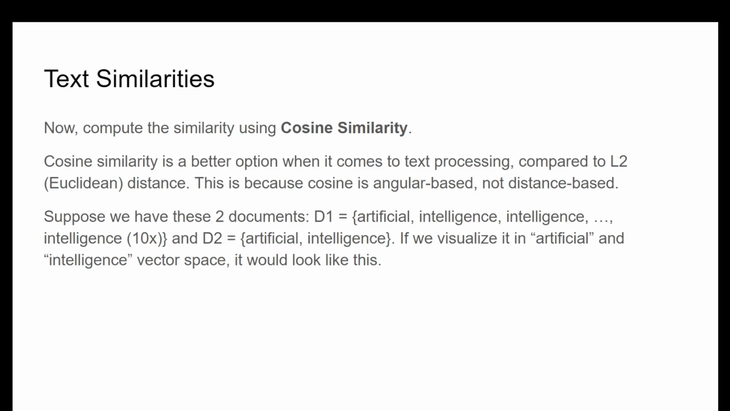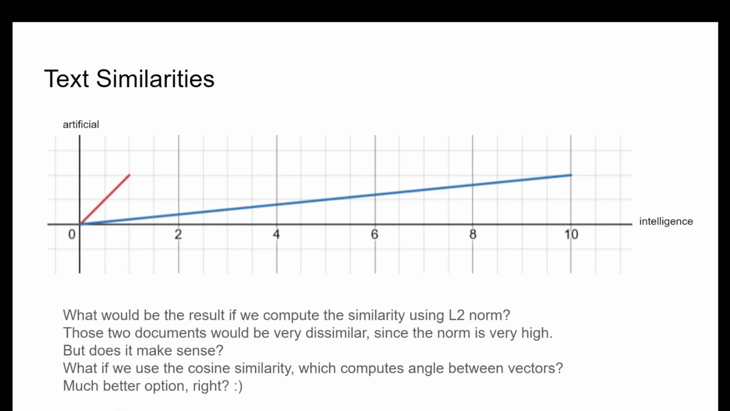Suppose that we have these two documents over here, I'm sorry, D1 and D2. D1 consists of 11 tokens, and D2 consists of 2 tokens. Then we want to visualize it in the vector space, the artificial intelligence vector space. So it basically looks like this. This is D2 and this is D1. Then if we want to compute the similarity using the L2 norm, the result is this one, right? It would be a very large number.